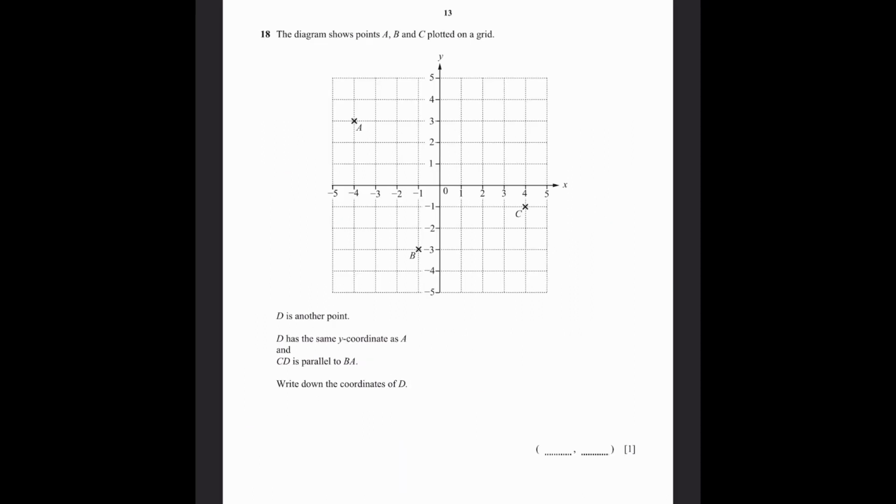That's the answer. Question 18. The diagram shows points A, B, and C plotted on a grid. D is another point. D has the same y coordinate as A, and CD is parallel to BA. Write down the coordinates of D.